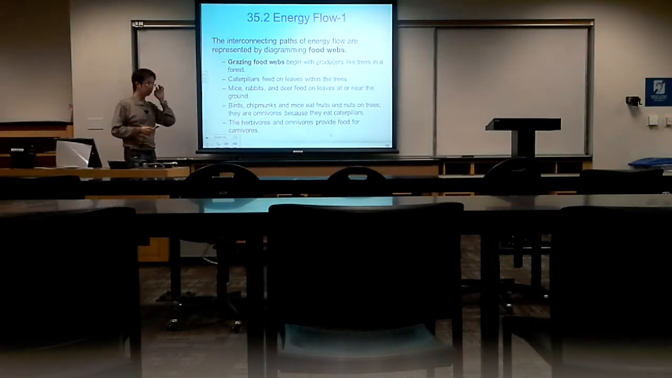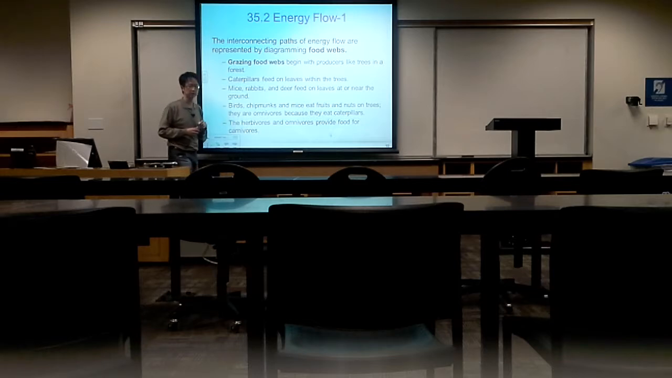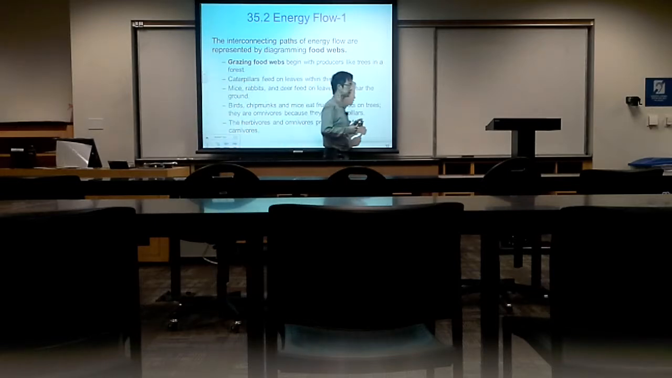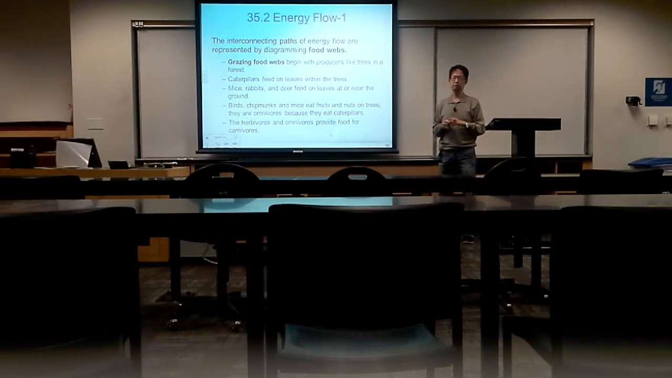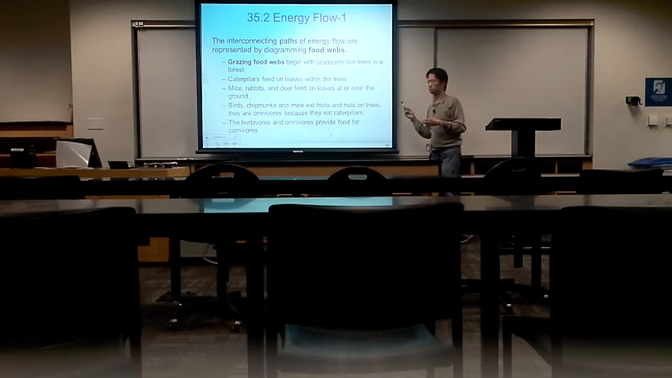Energy flow. I don't quite like the organization of the textbook because they talk about food web first. Theoretically, we should talk about food chain first because a food web is basically composed of multiple food chains. When we have multiple food chains together, then we form a food web. But somehow they talk about food web first. So we have the grazing food web. Basically, it's a tree and forest. We talk about the tree and forest and other herbivores and stuff. This is a grazing food chain.